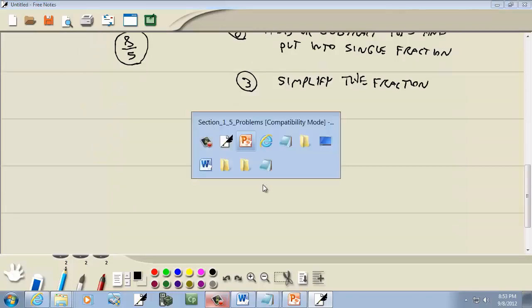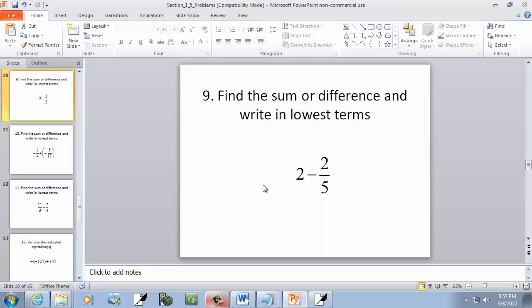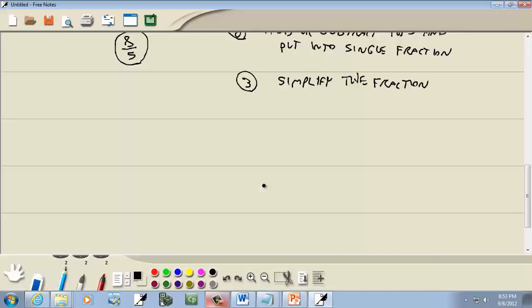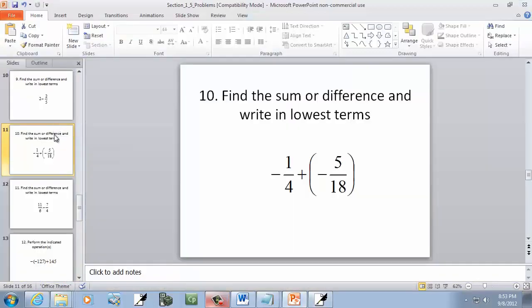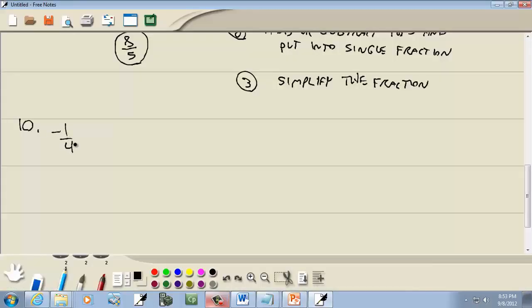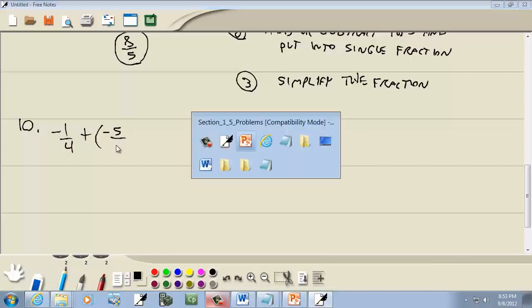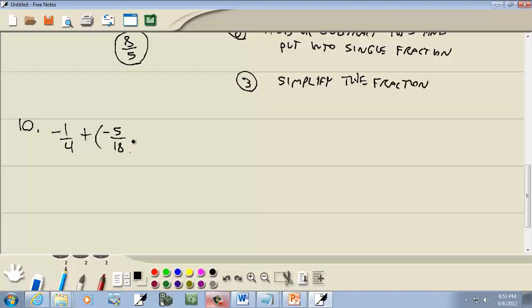Okay, let's look at another one. So it'll be a little bit more exciting. So we've got negative 1/4 plus negative 5/18. Now here we got a plus parentheses minus. That becomes a minus 5/18. And these have different denominators, so we need to get a common denominator.